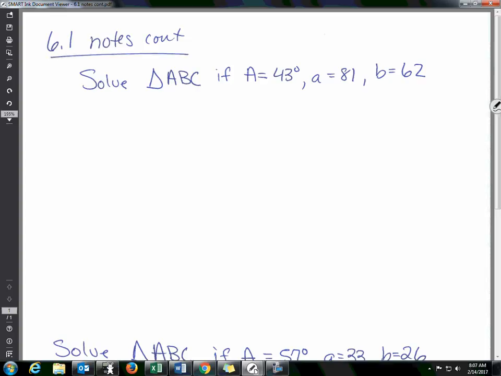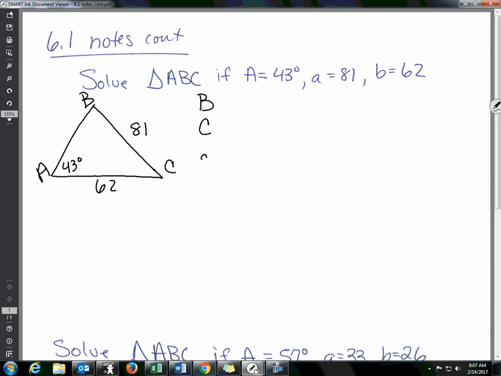Okay, so we have a triangle. It doesn't really matter what shape it is or what size. A, B, C. It doesn't matter where you label these. Now you're told big A, and remember, big letters are always your angle. So that's 43 degrees. Little a is always across from your angle, so this is 81. Little b is 62, so it's here. In this triangle, I need to solve for big B, big C, and little c.